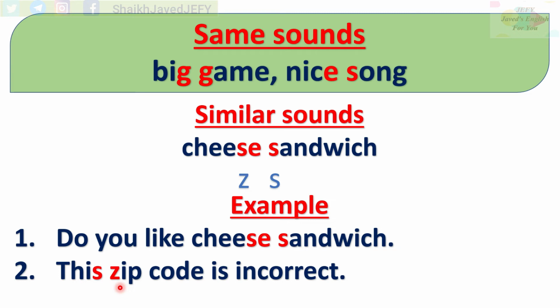Okay, for example, if I say it separately, this zip, there is some sort of pause, there is some sort of break in my speech. Okay, but if I say this zip, this zip, there is some sort of continuity in my speech. Okay, this zip code is incorrect, like that. So we can link same sounds and we can link similar sounds. What are the examples of similar sounds? Z and S that I recently explained.